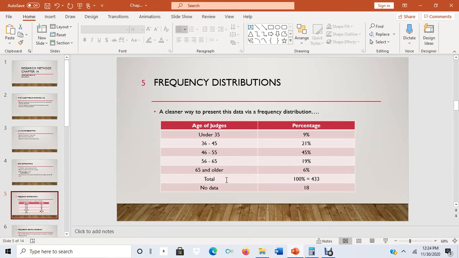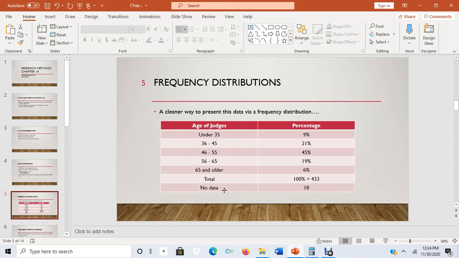Now I have some additional categories here, so you'll always want to put the total, okay, and make sure that that totals out to 100%. And we have the number of cases here, 433. So basically, we have 433 judges and their ages that are represented by the data here, all right?